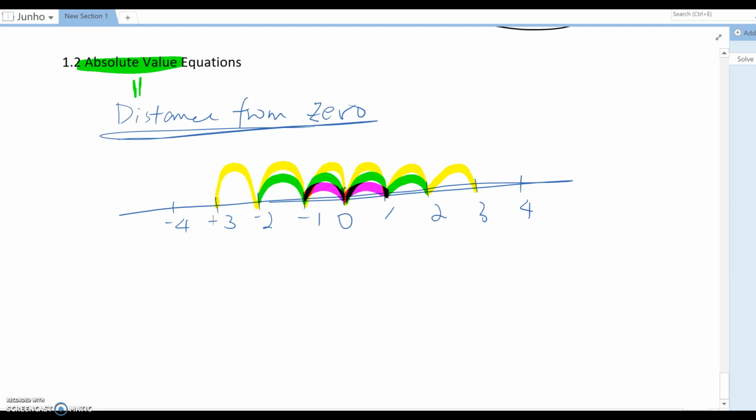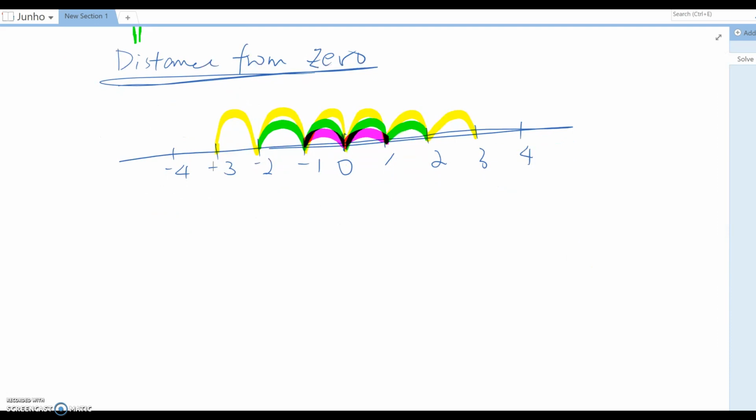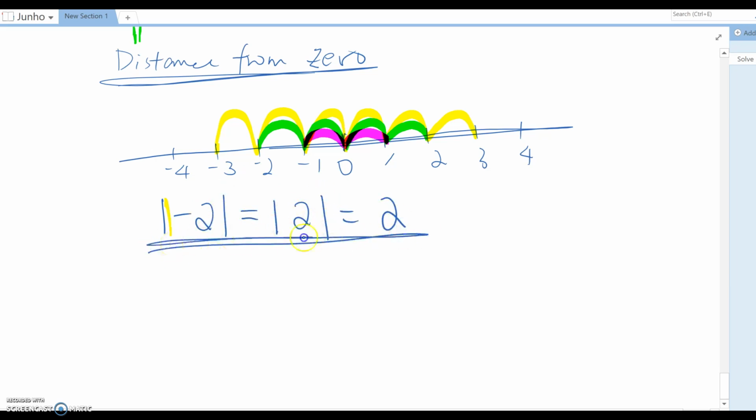Like this, absolute value means we only care about the distance here. Therefore, negative 2 means positive 2, which means 2. So then how can we interpret this concept? Both negative 2 and positive 2, they are 2 units from the 0. That's what this means. Therefore, we never write a negative value for absolute value.